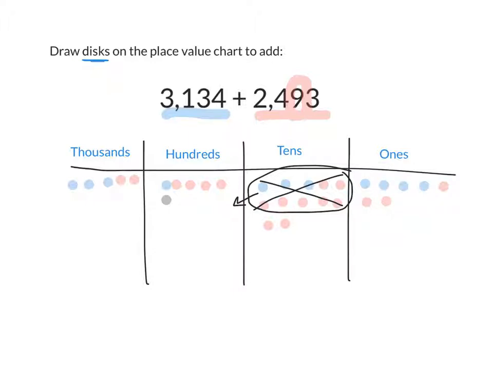How many thousands do I have? 1, 2, 3, 4, 5. How many hundreds do I have? Everyone? 6. Do you guys see how it's 6? Be careful. How many tens do I have now that I've regrouped? 2. And how many ones do I have? 7. Drawing the discs in rows of 5 also helps you see how many you have all together, because you know one row is 5. Very good. So, what's 3,134 plus 2,493? The answer is 5,627. This is an example of how to use discs on the place value chart to add.